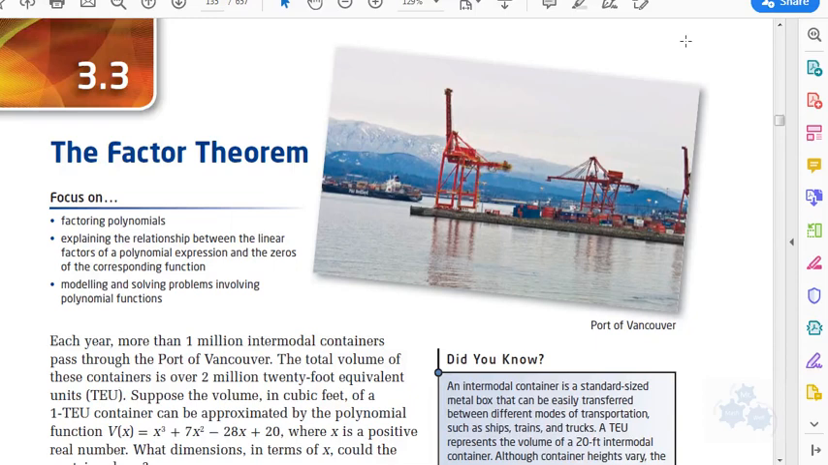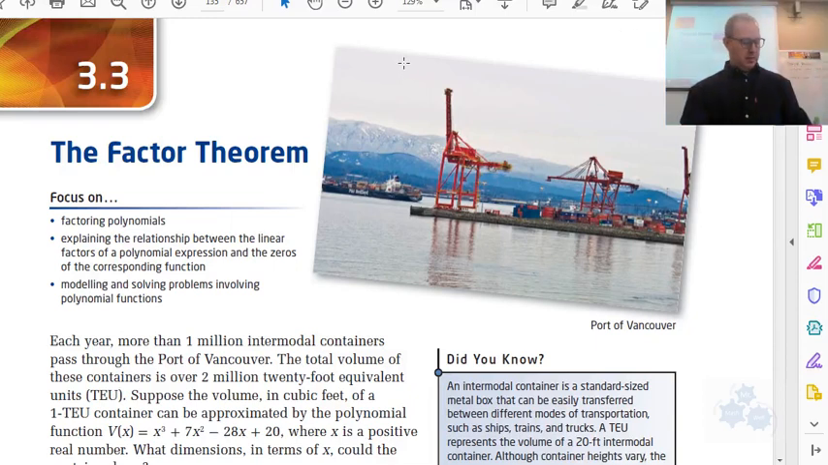So for section 3.3, Pre-Calculus 30, it's page 126 in your McGraw-Hill Ryerson Pre-Calculus 12 textbook that we'll be using today. This is the first page that you see, the factor theorem. This is very, very similar to the remainder theorem. We actually use the remainder theorem to create the factor theorem.